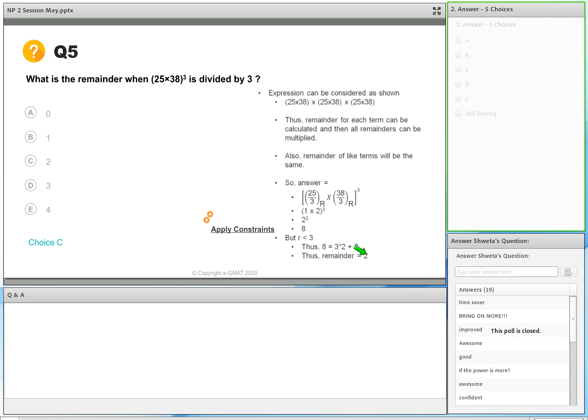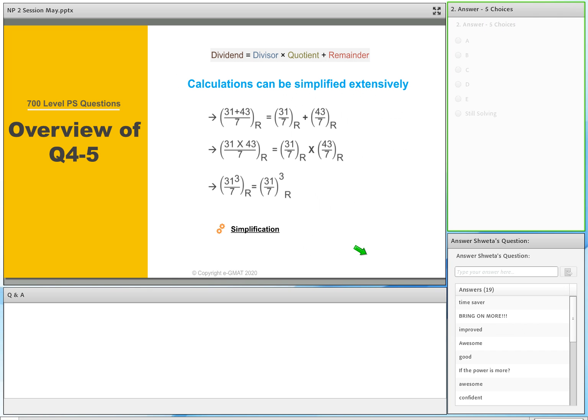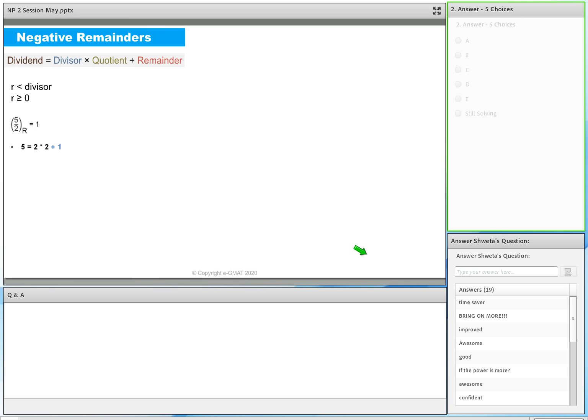Okay, so here now is an overview of what you did in these two questions. Your core idea here was that you can separate addition, multiplication, and powers, and then you can find remainders separately. Now, what I'm going to do is introduce you to negative remainders. Somebody already asked about this, and now we know you are going to really need this as your powers get larger. See, let's understand this through examples.